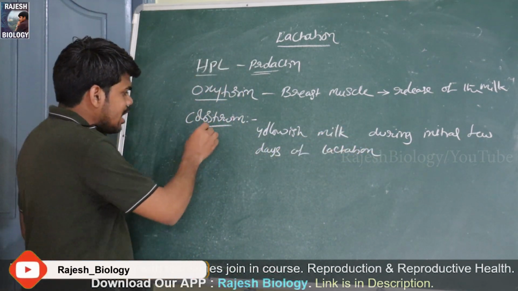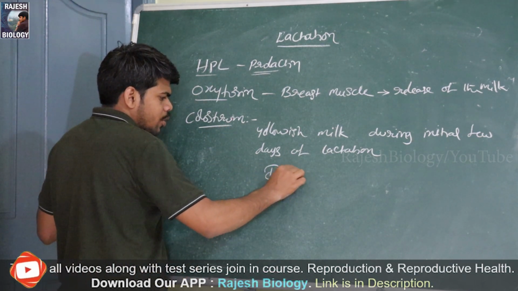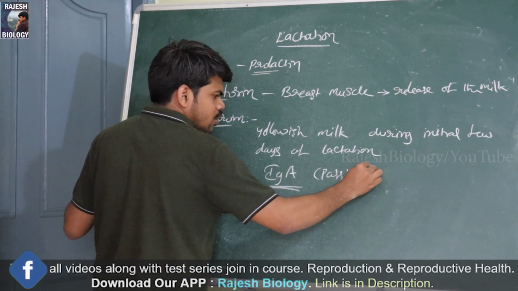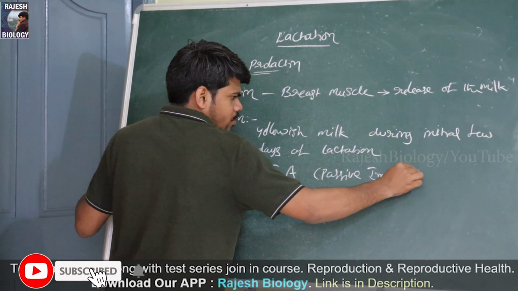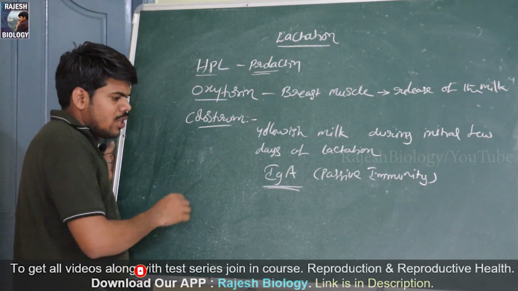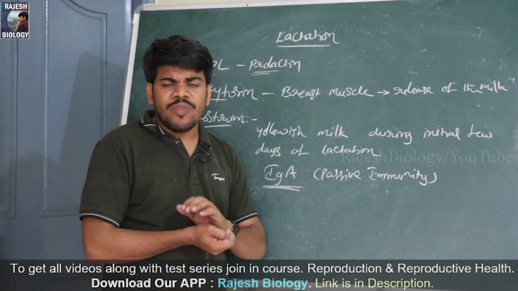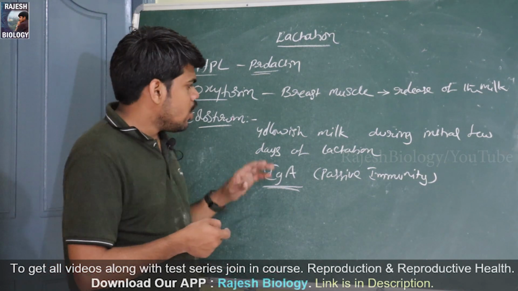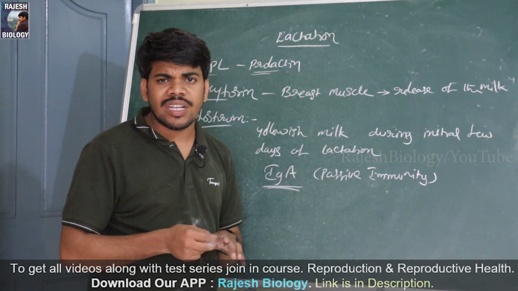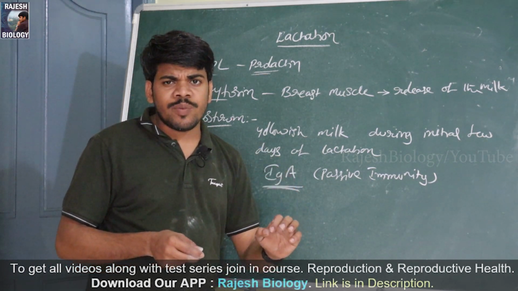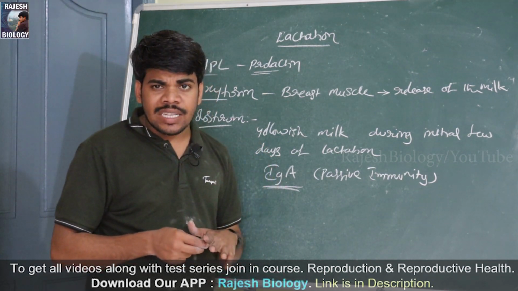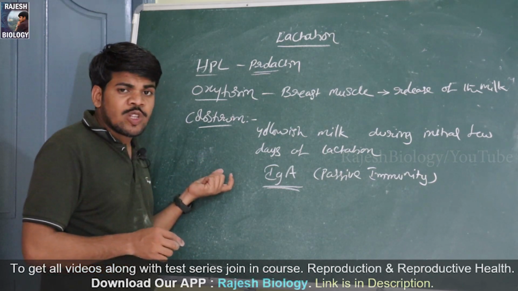Why is it so important? Because colostrum has IgA type of antibodies, which is very important, giving passive immunity to the developing fetus. Not only this, so many important nutrients are present in the colostrum. In the later phase also, breast milk is very important because it protects the baby from harmful diseases and gives resistance against so many diseases. So breast milk is suggested by so many doctors.